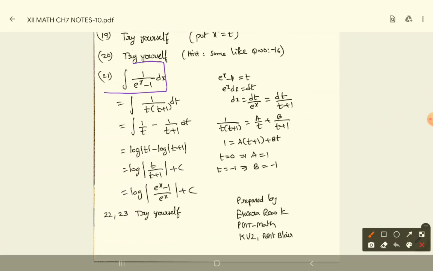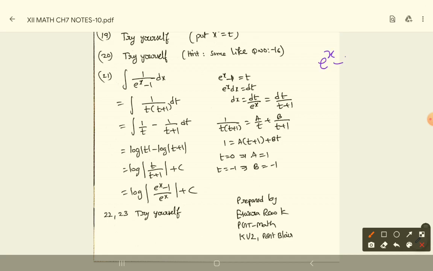Integration of 1 by e power x minus 1 into dx: take e power x minus 1 as t. So e power x into dx is dt. You would have thought, sir, you told us that the derivative of the substitution we are taking must be present in the integrand. But here e power x dx is not there. Kindly notice that. When e power x dx is not there, you must be able to express it.